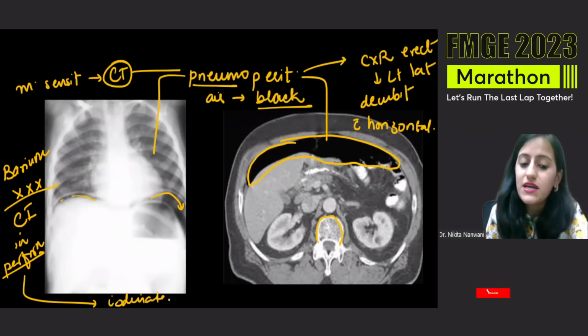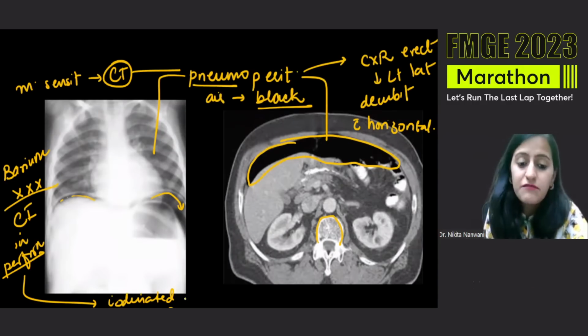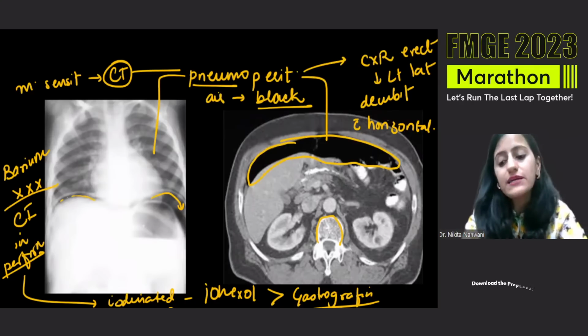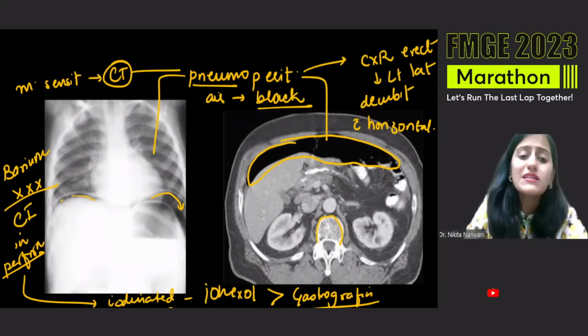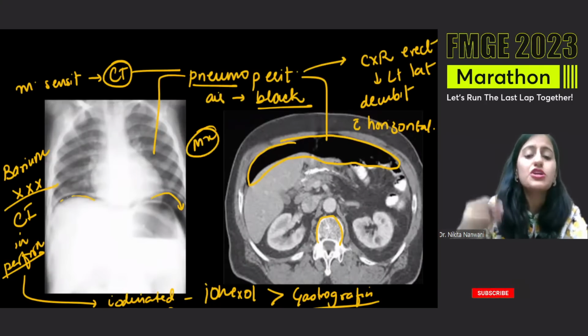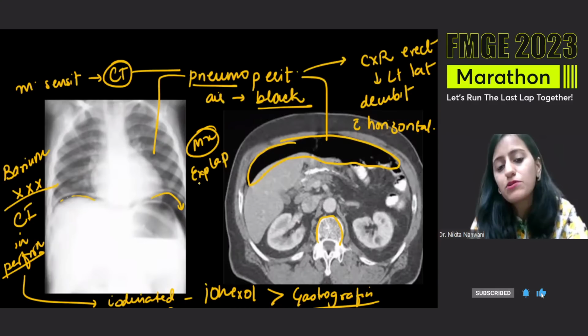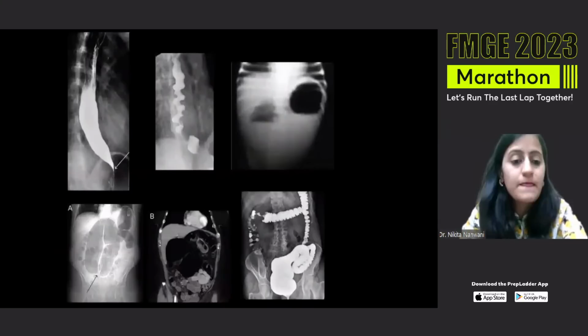So what contrast can we use? Iodinated contrast, which is a water-soluble contrast. Use iodinated contrast. Which one is preferred? The low osmolar non-ionic iohexol is preferred over gastrografin, which is high osmolar. So iohexol is preferred over gastrografin. And what would be the management? That is the question which is asked. Pneumoperitoneum, most likely it's perforation. So we need to do exploratory laparotomy surgery for the patient to repair the perforation, right?